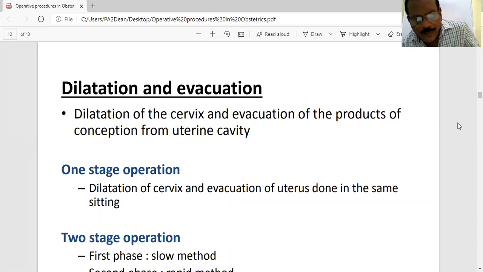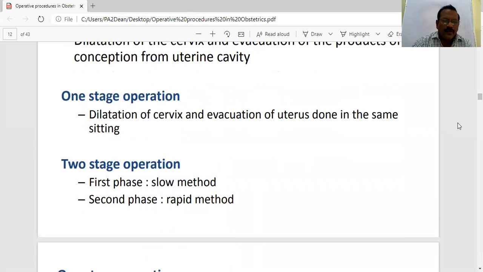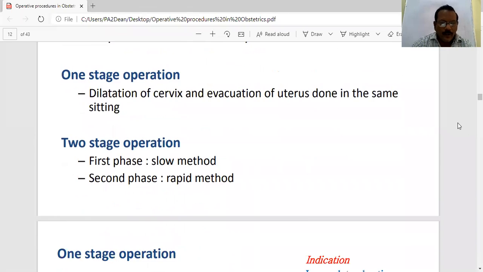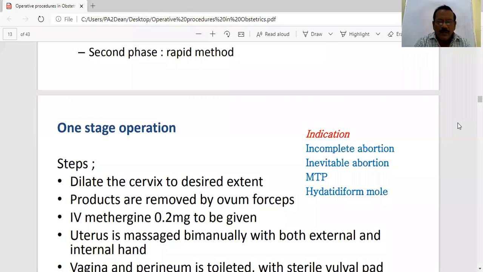Then two stage operation. First phase slow method by dilating the cervix, and second phase is rapid method. Coming to the one stage operation, this is done for incomplete abortion, inevitable abortion, medical termination of pregnancy, and hydatidiform mole. The steps are dilate the cervix to desired extent, products are removed by ovum forceps, and intravenous methergine 0.2 mg is given to promote the uterine action and to help for the expulsion of the products of conception.